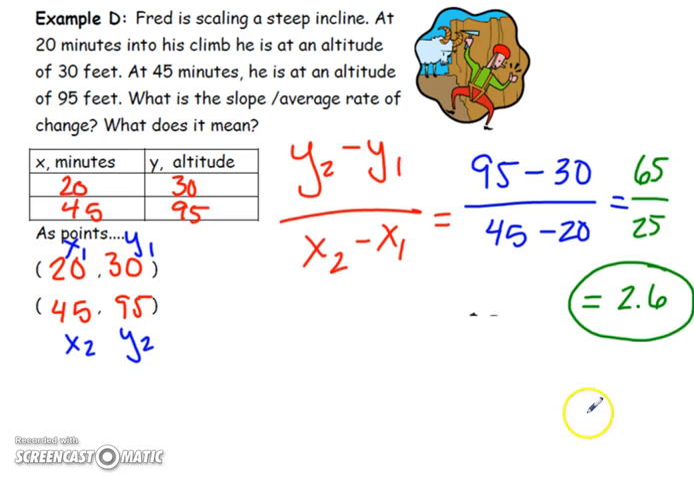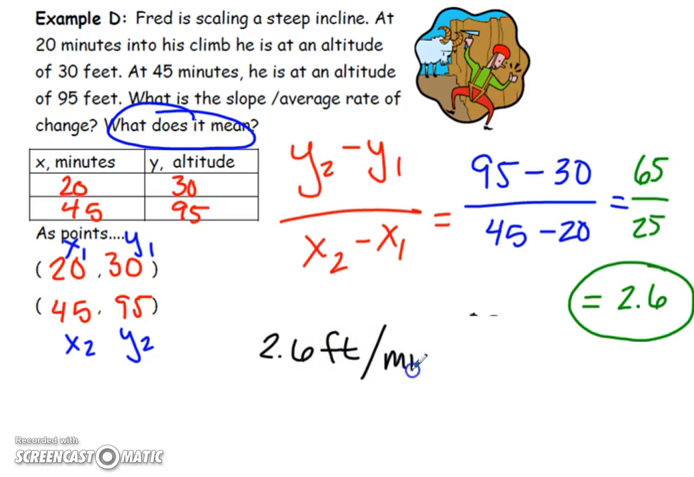After using the slope formula, I calculated out my slope to be 2.6. Now, what does that actually mean for this particular problem? So looking at this is 2.6. That would be the result of this fraction. That fraction is the number of feet over the number of minutes. So this is 2.6 feet in altitude that Fred is climbing per minute.